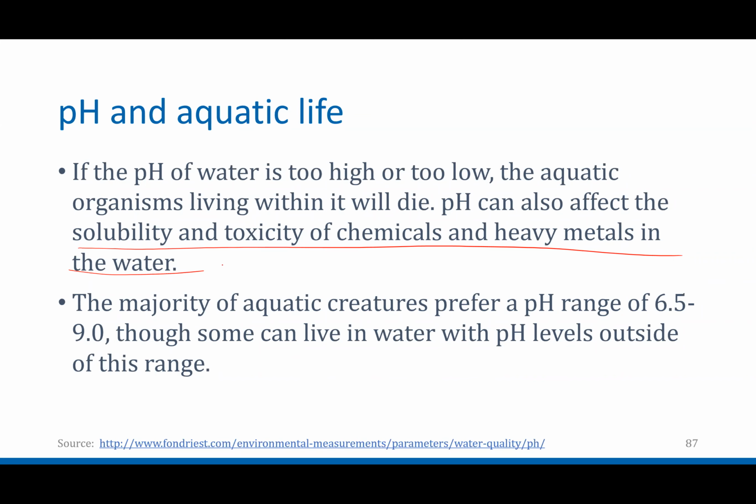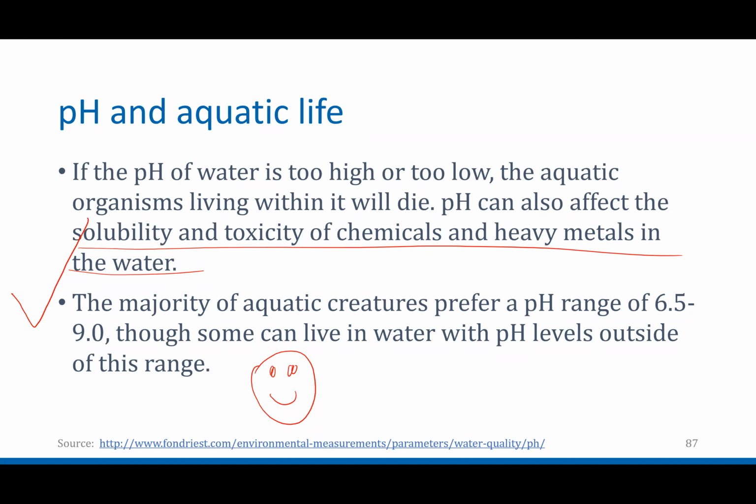The majority, put a little smiley face here, the majority of aquatic creatures would like a pH range of 6.5, which is, I think, around where our blood would be, slightly acidic. Or are we slightly basic? I gotta look that up now. I can't remember. It's been so long. But our blood pH is near 7. And these aquatic life can survive actually up to about a pH of 9. So into the basic range.